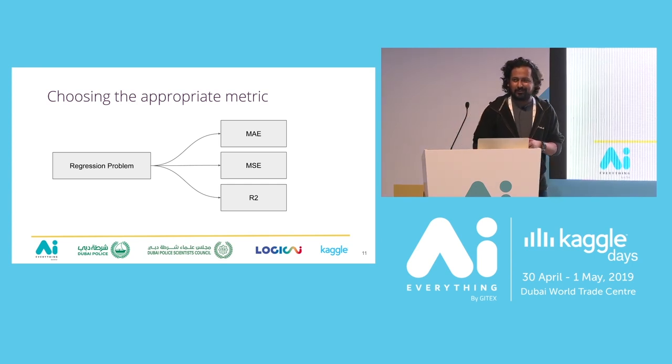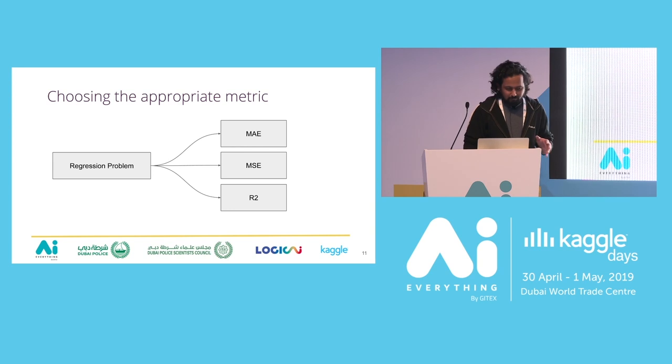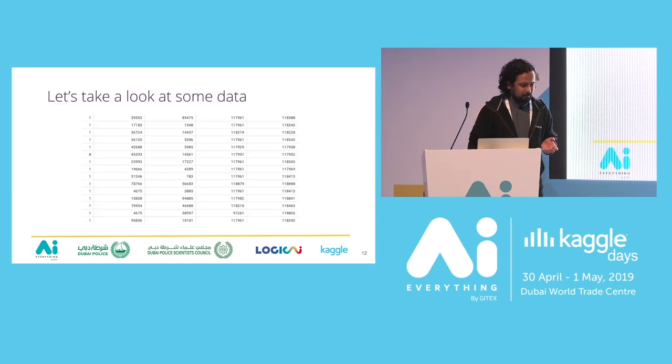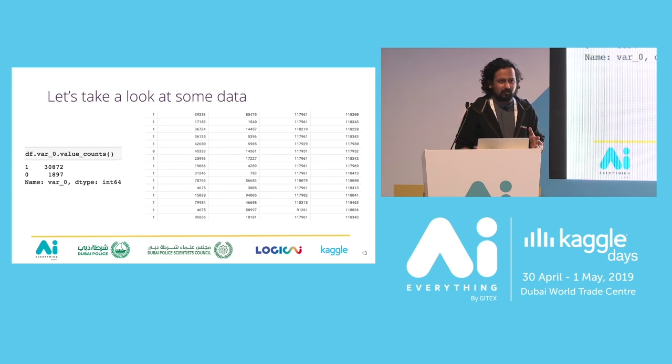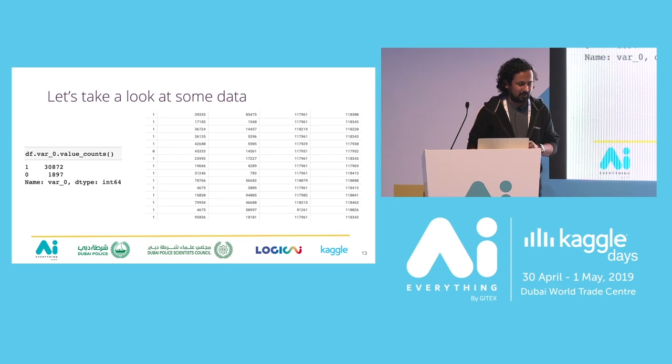I wanted to make this presentation a little bit interactive, but that's not possible. When we look at this data, we can see there are five variables, and I love pandas, so we'll be doing most of the stuff in pandas. When we look at the first variable's value counts, we see there are a lot of ones, but a very small number of zeros. So it looks like a target variable, and it is actually.